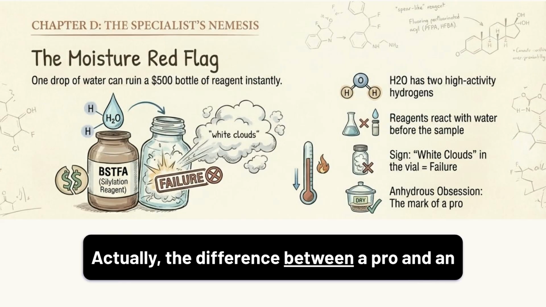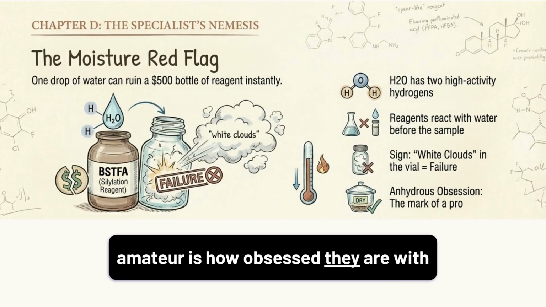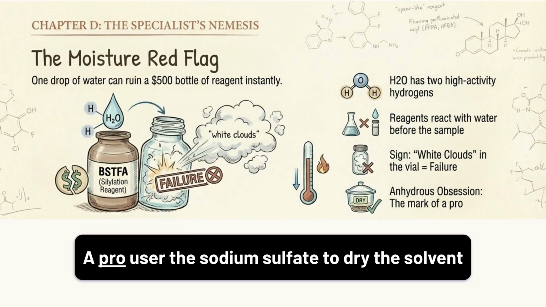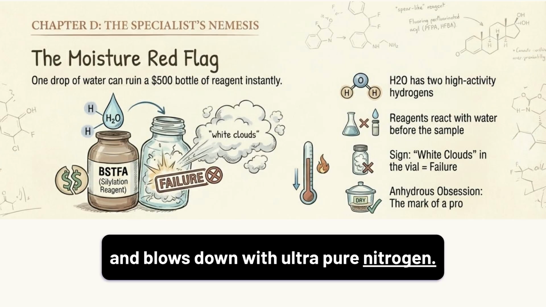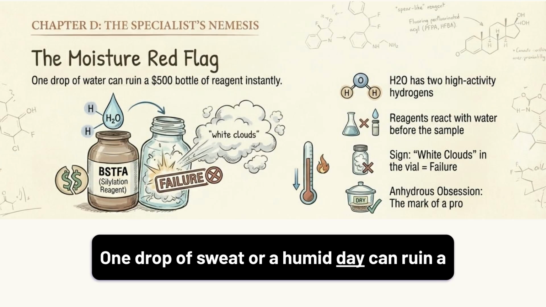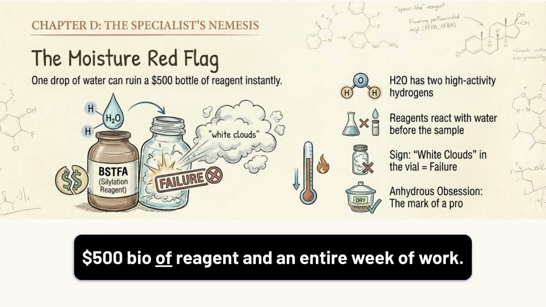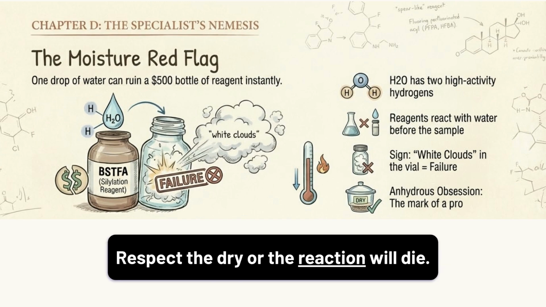Actually, the difference between a pro and an amateur is how obsessed they are with anhydrous conditions. A pro uses sodium sulfate to dry the solvent and blows down with ultra-pure nitrogen. One drop of sweat or a humid day can ruin a $500 bottle of reagent and an entire week of work. Respect the dry, or the reaction will die.